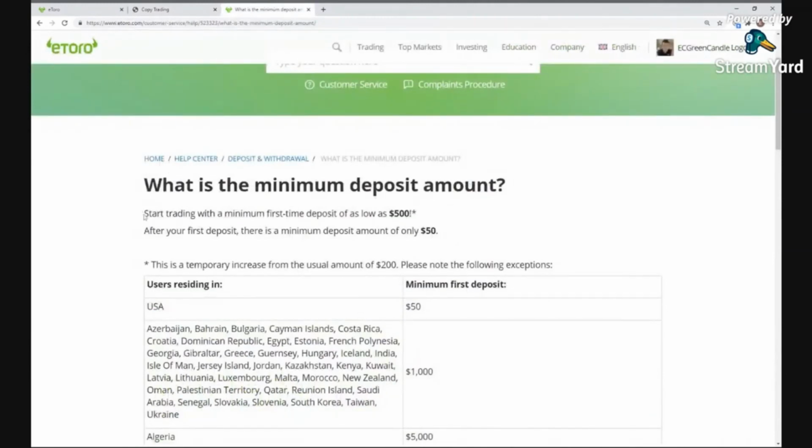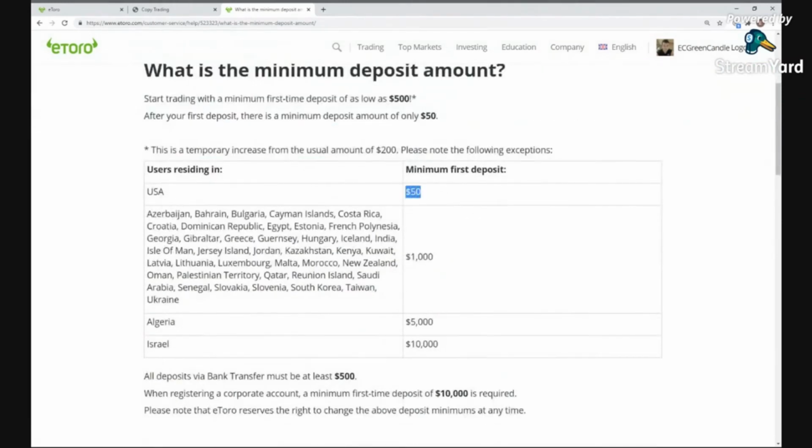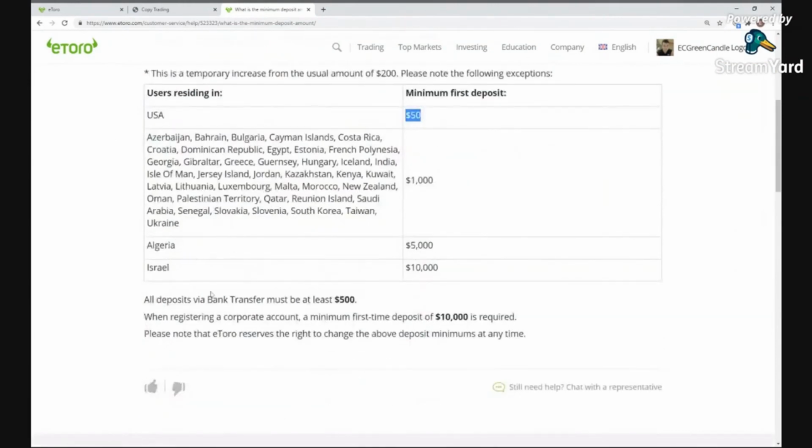If you're watching this video, the normal minimum first time deposit is $200 in most countries, but at the moment it's temporarily increased from 200 to 500, but it should be 200 when you're watching this video. After your first deposit, the minimum deposit is only $50. If you're in the US, the minimum first time deposit is $50. In Algeria, it's 5,000. Israel's 10,000. And all bank transfers must be at least $500. If you're setting up a company account, it's $10,000.